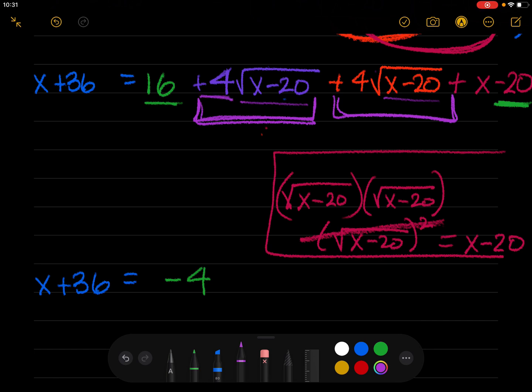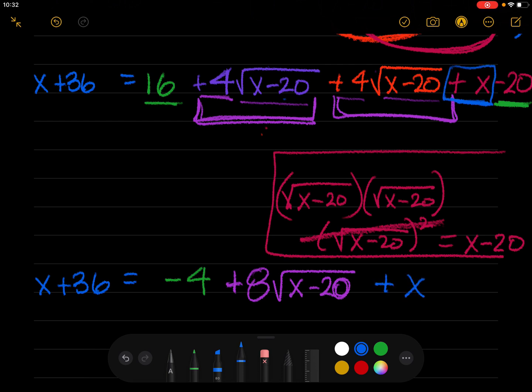You're going to add the 4. So that's going to give me plus 4 and 4 is 8. And you leave the radical alone. Very much like if this were a 4x and 4x, it'd be 8x. Think about it in that similar way. And the last thing that I have is this little x here by himself. He's going to come down as well.